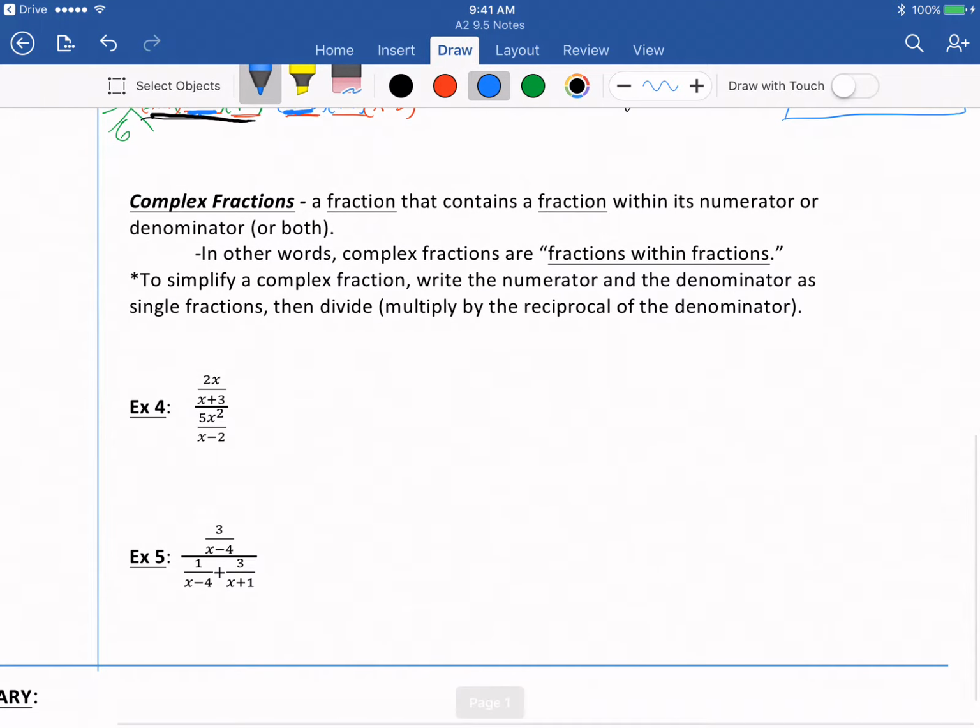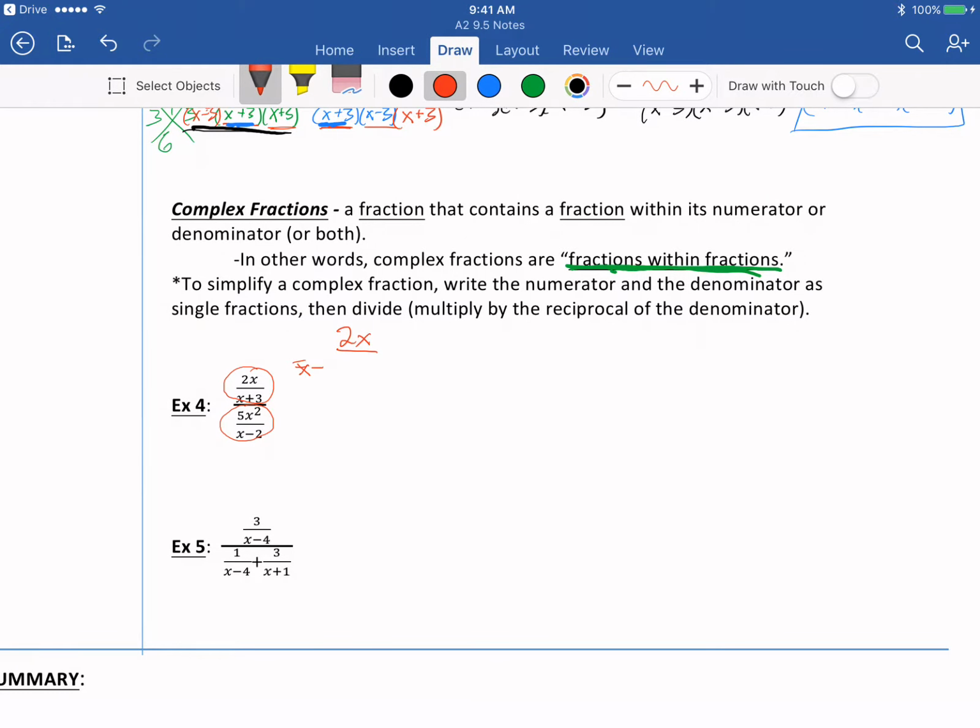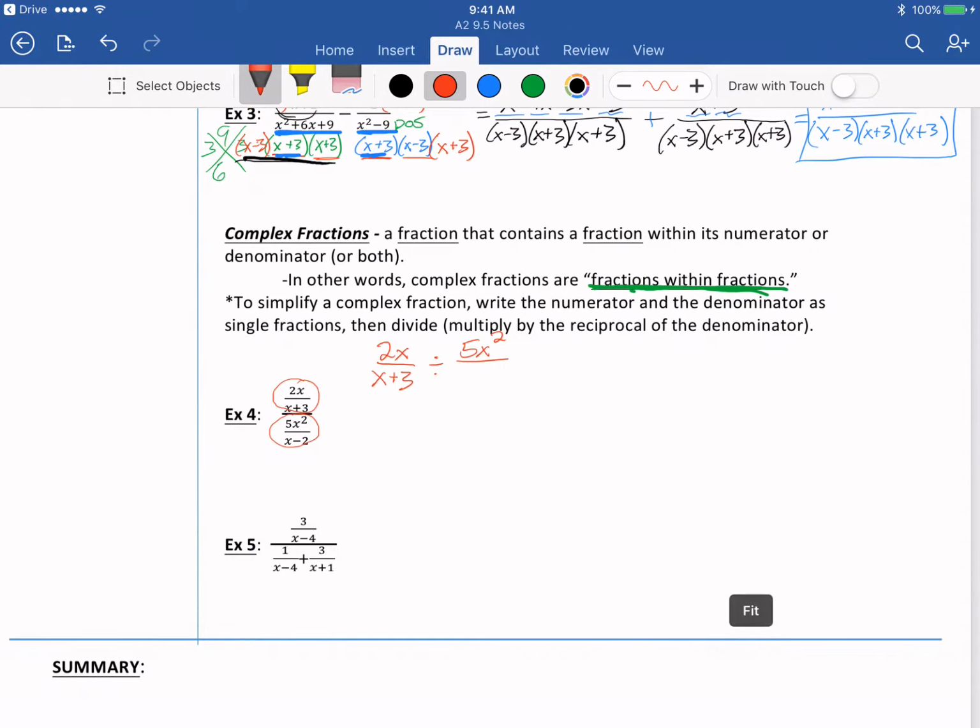All right, so moving on, we have complex fractions here. What I want you to know for a complex fraction is that a complex fraction is a fraction within a fraction. All right, so here, if you look at example number 4, we have a fraction on the top, and we have a fraction on the bottom. So it's one big fraction with a couple fractions inside it. So what we pretty much have here is, if I can rewrite this, it's going to be 2x over x plus 3. We have 2x over x plus 3. And we're going to divide that with 5x squared over x minus 2.